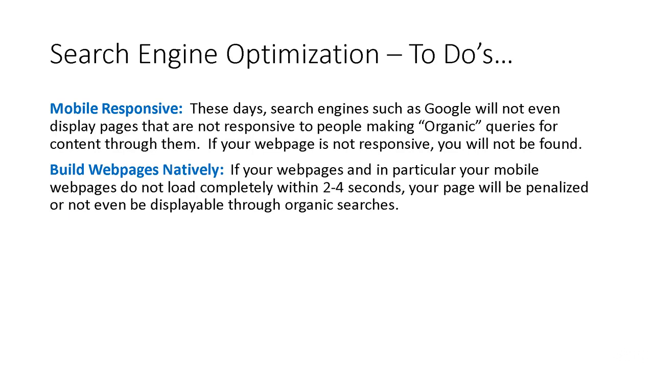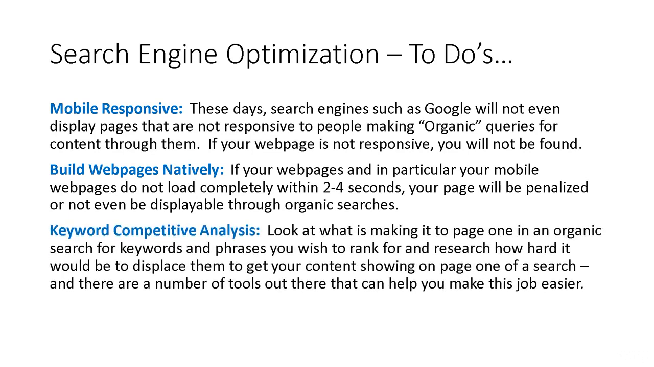Do competitive analysis on your keyword research and where you place those keywords in relation to your competitors. Look at what is making it to page 1 in an organic search for keywords and phrases you wish to rank for, and research how hard it would be to displace them to get your content showing up on page 1 instead. And there are a number of tools out there that can help you make this job easier. The bottom line, though, is that you want to get to page 1 when ranking for the words and phrases that you choose, and how to use them for SEO effect on your site. You don't want to do all this work to rank on page 10, where much fewer content searchers get to.